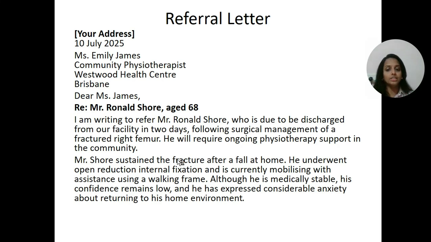Mr. Shore sustained the fracture after a fall at home. He underwent open reduction internal fixation and is currently mobilizing with assistance using a walking frame. Although he is medically stable, his confidence remains low and he has expressed considerable anxiety about returning to his home environment.